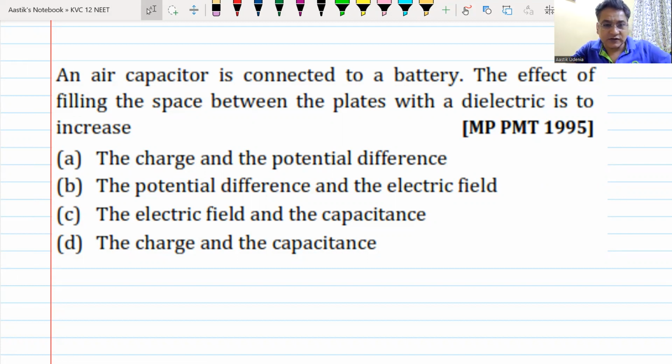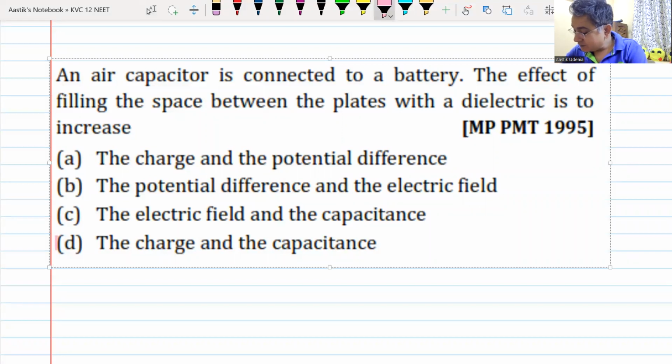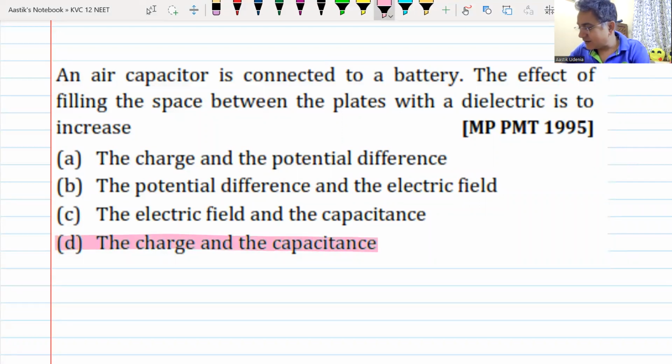I'll give you 2 minutes to give me the answer. Correct answer. Option D. The plates are connected to the battery. When the plates are connected to the battery, the charge becomes K times. At the same time, the dielectric is inserted, so the capacitance has to become K times. That is absolutely correct.